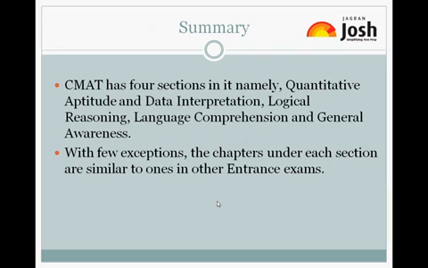Let us summarize what we have learned in this video. CMAT has 4 sections in it, namely Quantitative Aptitude and Data Interpretation, Logical Reasoning, Language Comprehension, and General Awareness. With few exceptions, the chapters under each section are similar to ones in other MBA entrance examination.